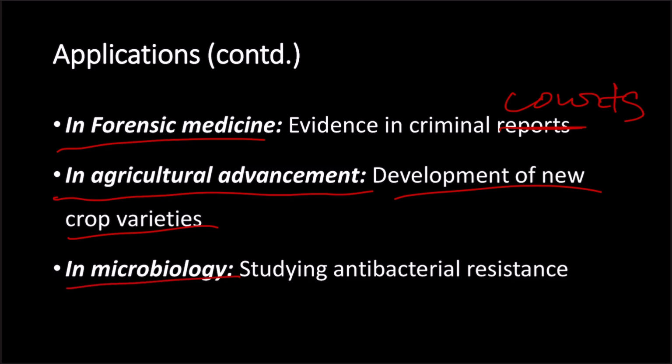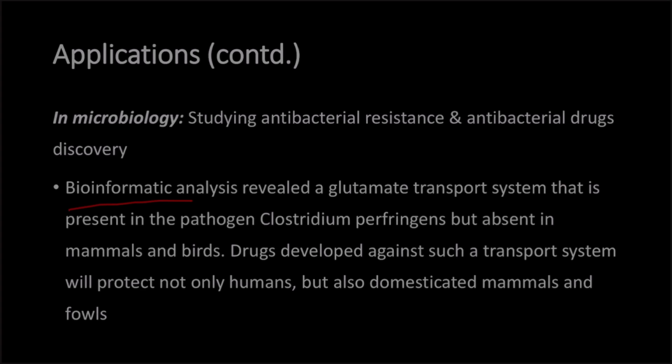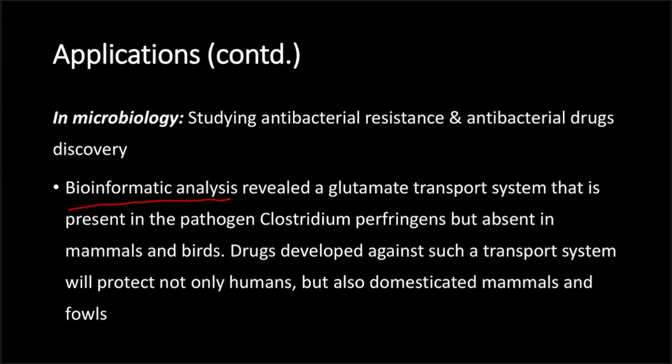Next is the field of microbiology. It is also used for studying antibacterial resistance and the development of antibacterial drugs. One such example where bioinformatics was used in microbiology is that bioinformatic analysis revealed a glutamate transport system which is present in the pathogen Clostridium perfringens, but this same transport system is absent in the mammals and the birds.